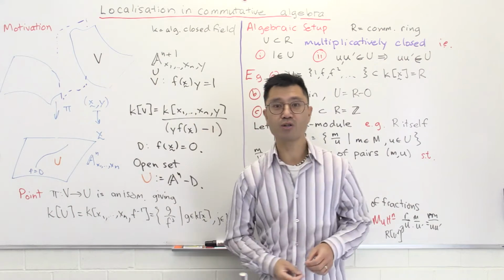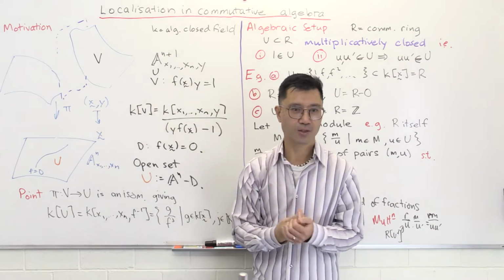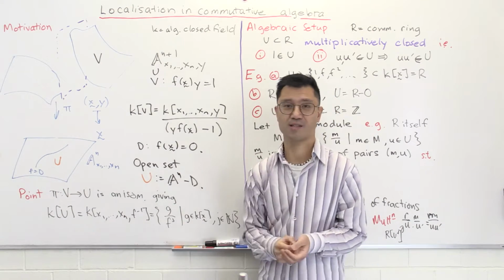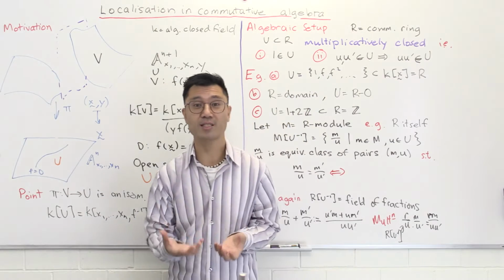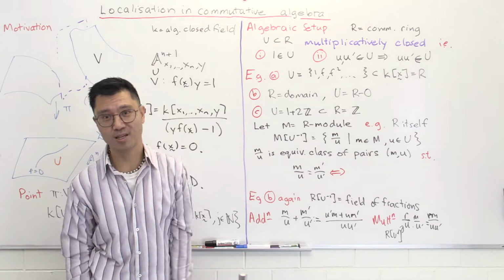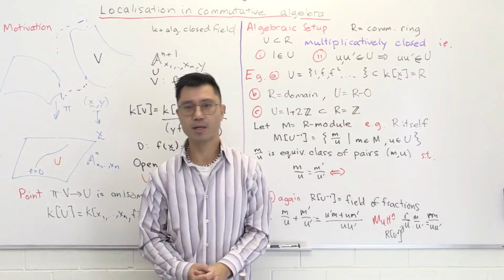Okay, so that's enough of the motivation. The basic idea, and this is the principle, is that if you want to go local, you invert things. So we want to see how this works algebraically in general now. So what's a general algebraic setup? We start with R, a commutative ring.